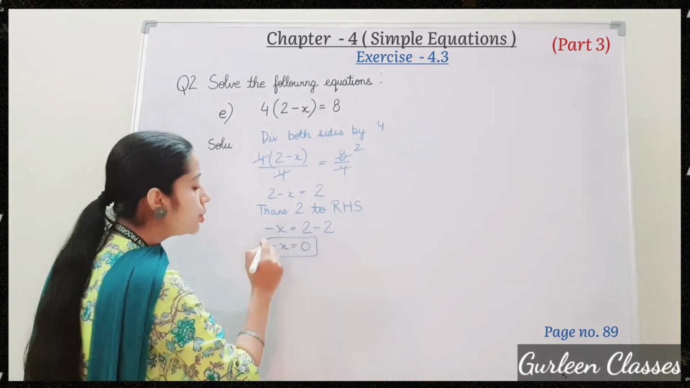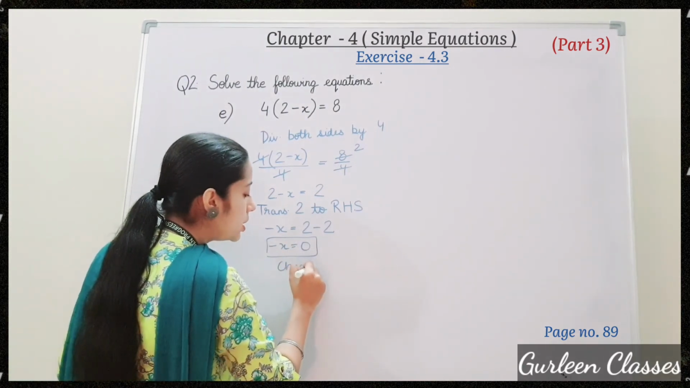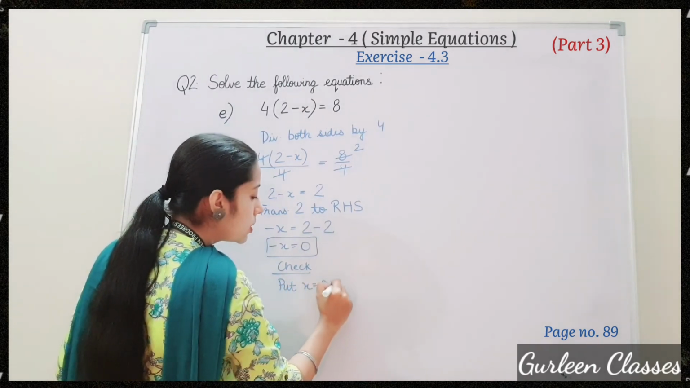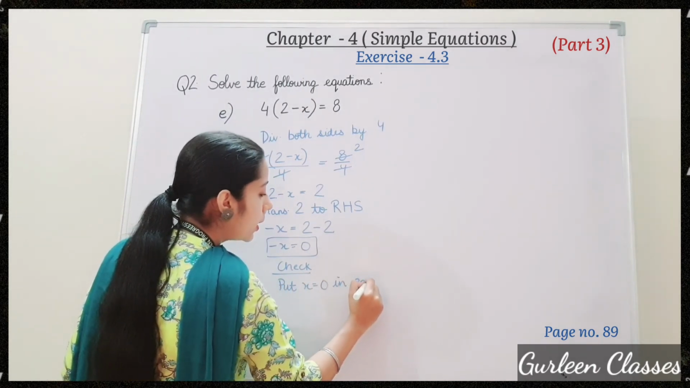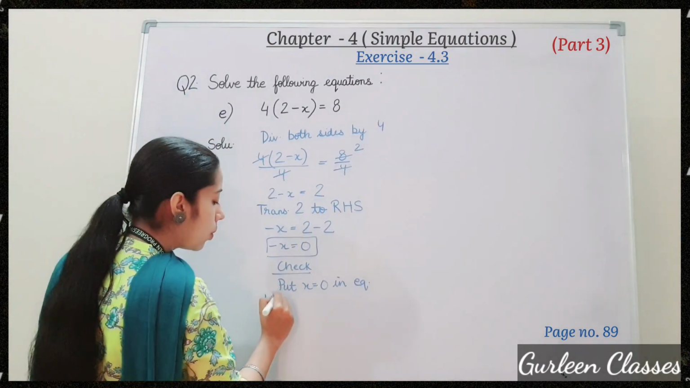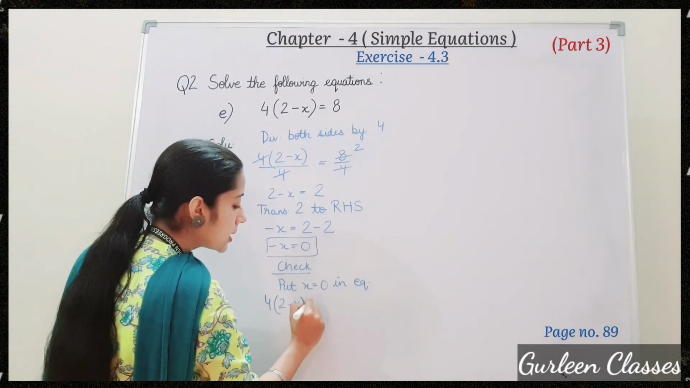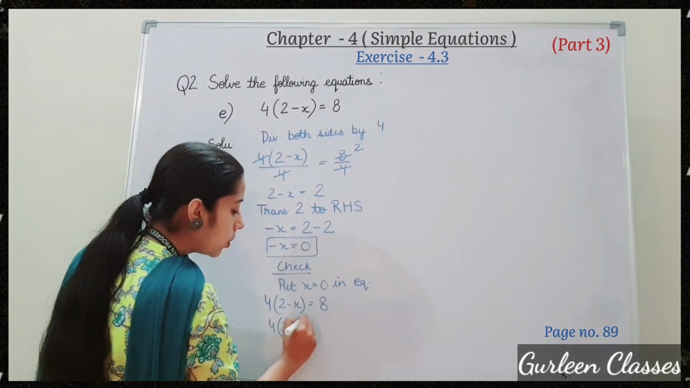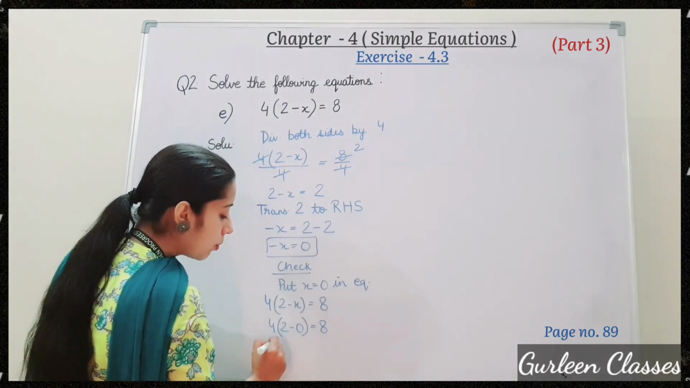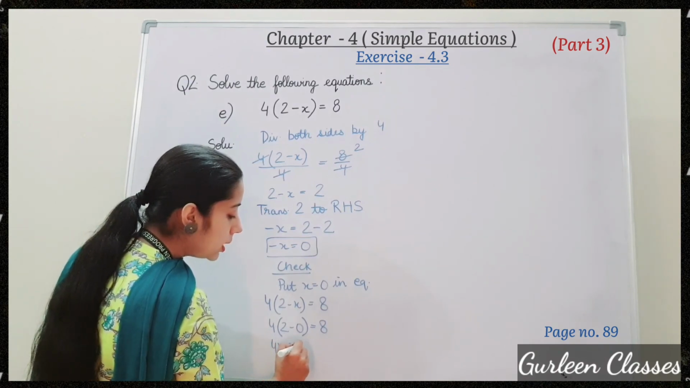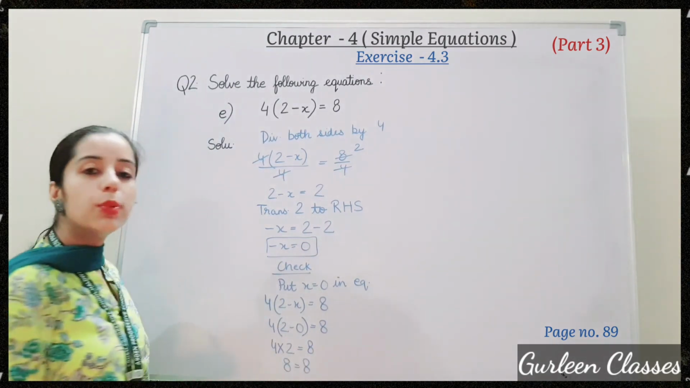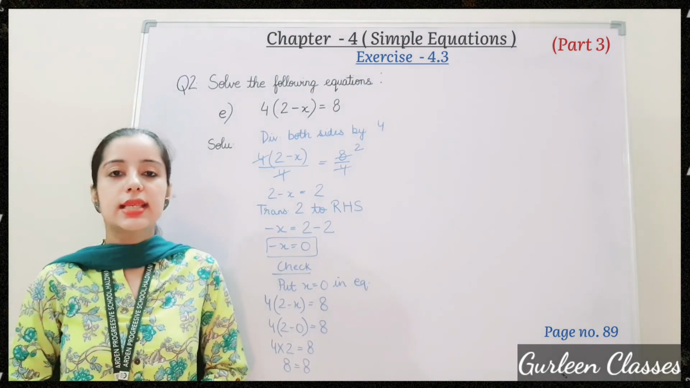So now we have to check. Right here, check. Put x is equal to 0 in the equation. The equation is 4 bracket 2 minus x is equal to 8. 4 bracket 2 minus 0 is equal to 8. So 4 multiplied by 2 is equal to 8. 8 is equal to 8. So both these sides LHS and RHS are equal.